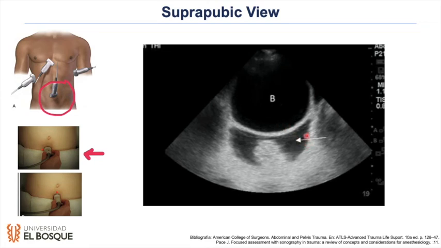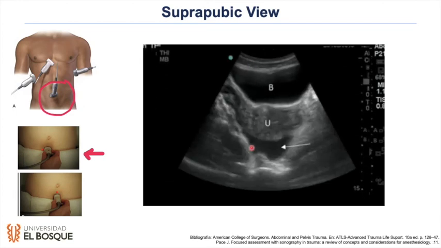Here is some anechoic fluid collecting in the rectovesicular space, and this means that we have free fluid in the pelvic area. But on the other side we have the woman's image. Here is the bladder, here is the uterus, and this is the pouch of Douglas.